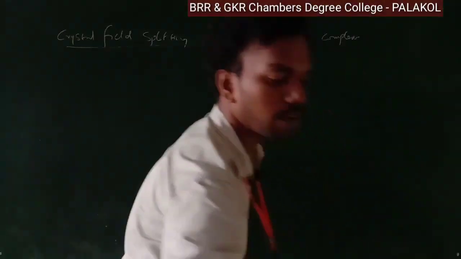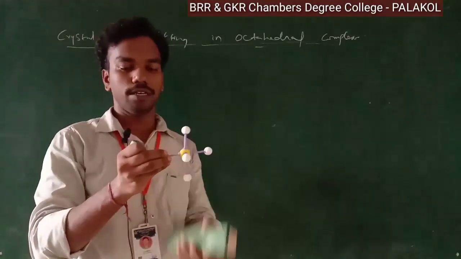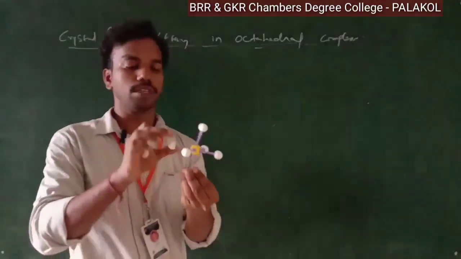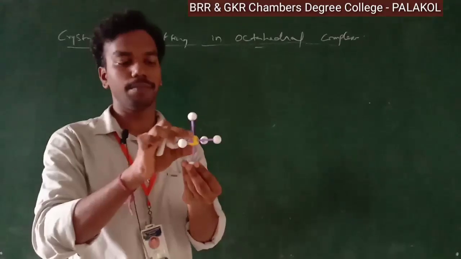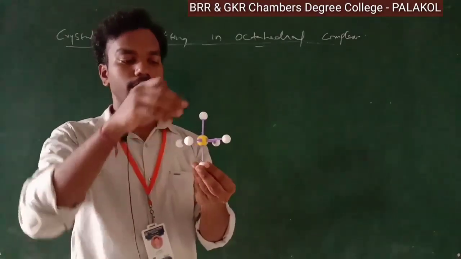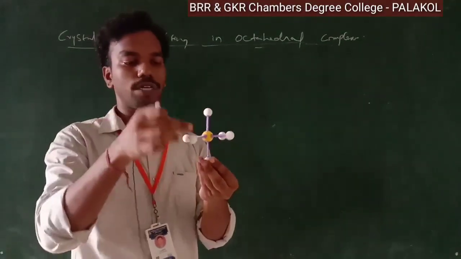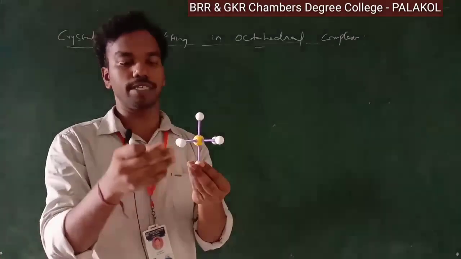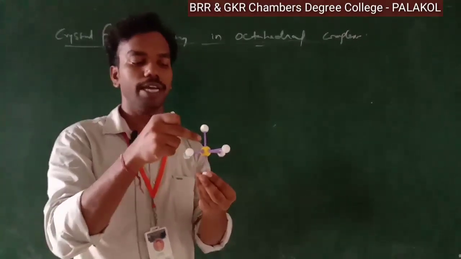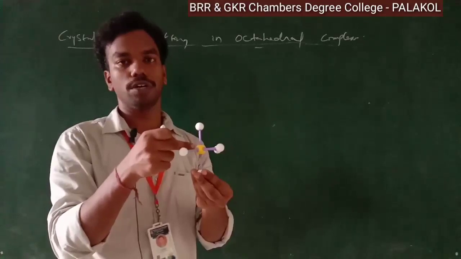If you see the geometry of the octahedron, this is the geometry. Here the yellow ball represents the center metal atom, and the white balls are the ligands. Here we have 6 ligands: 1, 2, 3, 4, 5, 6. The 6 ligands donate 6 lone pairs of electrons to the center metal atom, forming coordinate bonds.